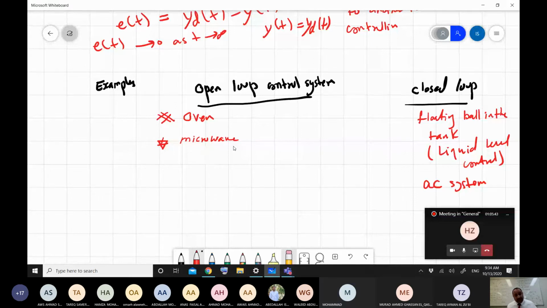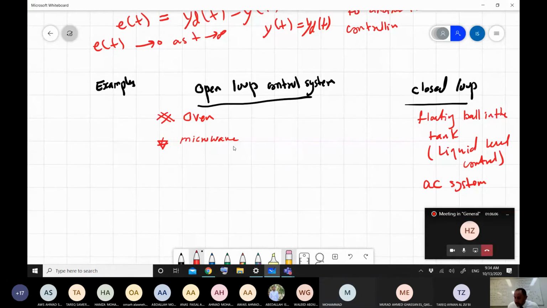Simply why? Because the microwave is not measuring the warmness of the food, the temperature of the food, yeah? The microwave is running according to a predefined course. So this is actually an open loop. The same thing, the oven.